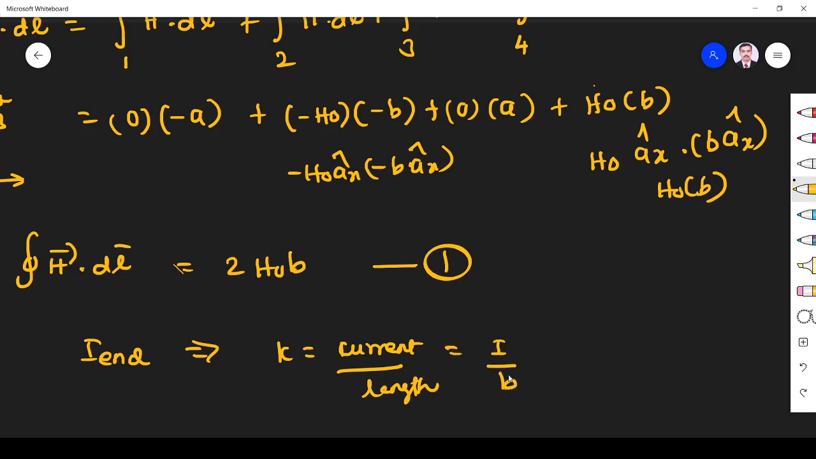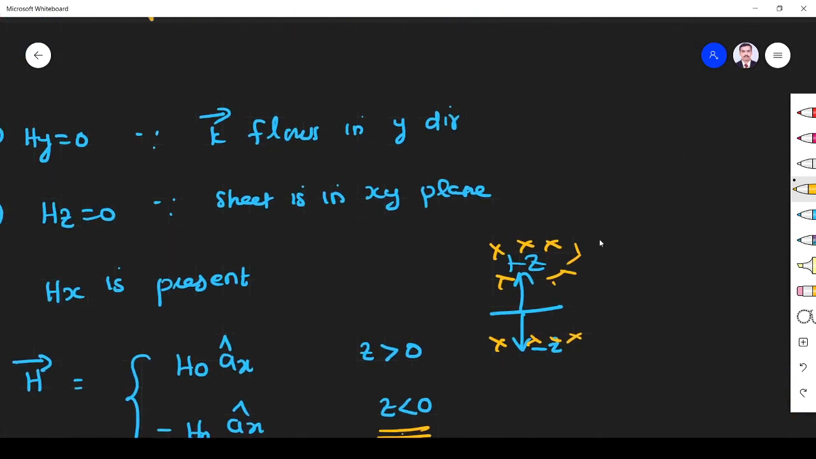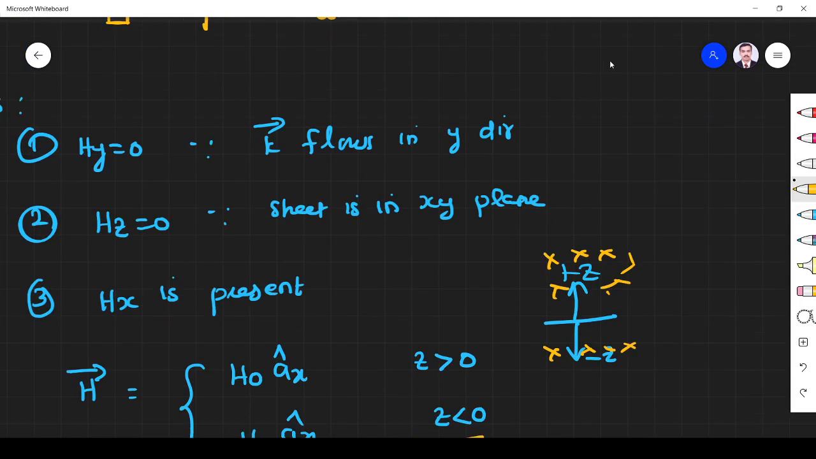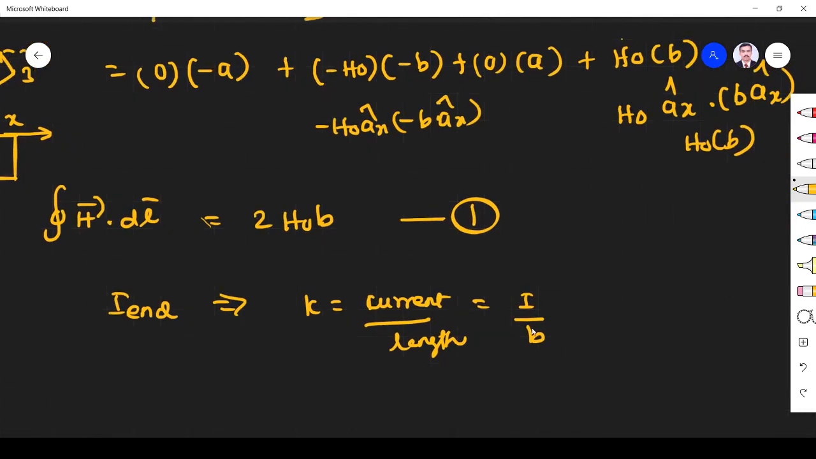Length is b, because in the Amperian loop, for the current flowing through the Amperian loop, you see what is the length of the loop? b. So the length of the loop is b. So K is equal to I by b. This K is nothing but surface current. But for Ampere circuital law, I need current only, line current. So K is equal to I by b. Therefore, current is equal to K into b.